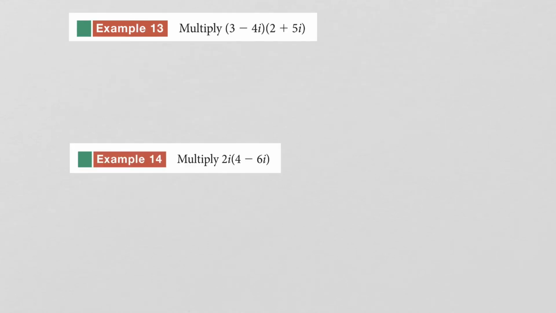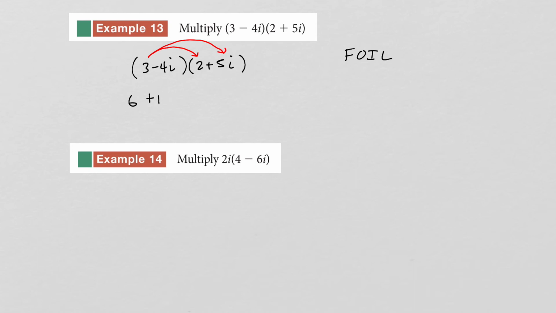Now let's talk about multiplication. To multiply two complex numbers such as 3 minus 4i and 2 plus 5i, the easiest way to describe this is to just use the FOIL procedure that you learn in algebra. So we're going to multiply 3 times 2, that would be 6, and then we'll multiply 3 times 5i, which would be positive 15i. Next we have negative 4i times 2, which is negative 8i. And finally, negative 4i times 5i is negative 20, and then i times i is i squared.